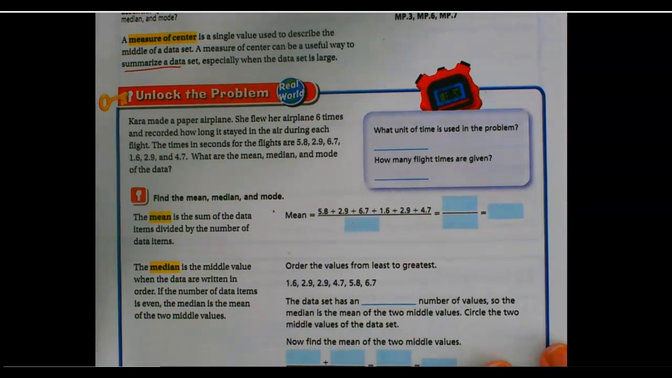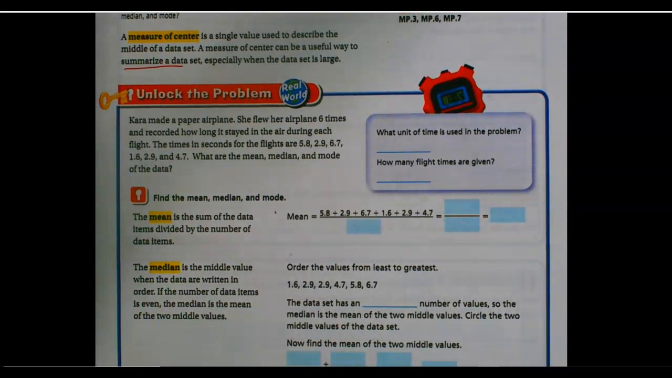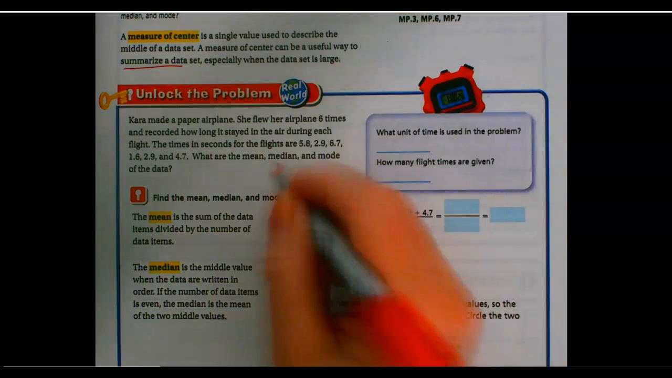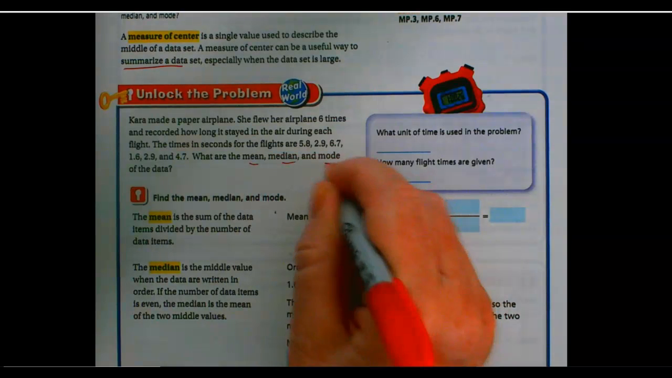Kara made a paper airplane. She flew her plane 6 times and recorded how long it stayed in the air during each flight. The times in seconds for the flights are 5 and 8/10, 2 and 9/10, 6 and 7/10, 1 and 6/10, 2 and 9/10, and 4 and 7/10. So what are the mean, median, and mode of the data?